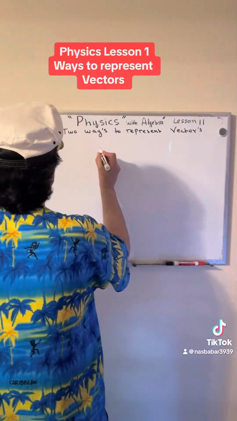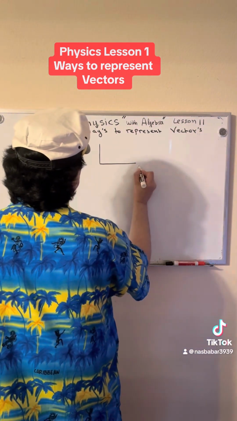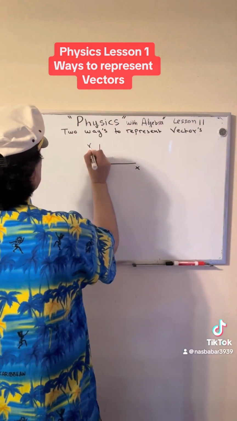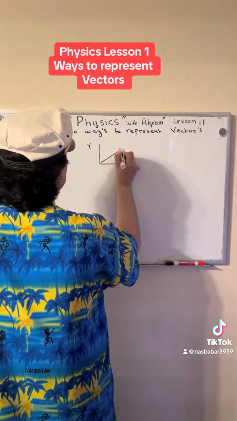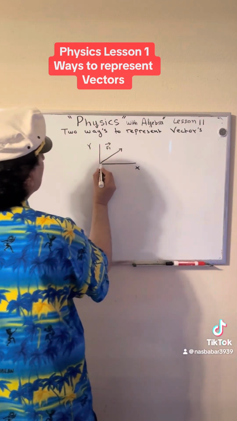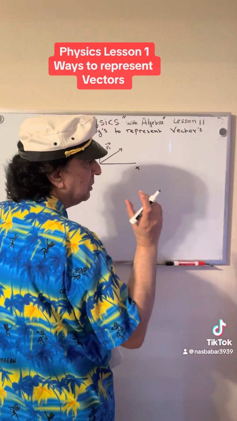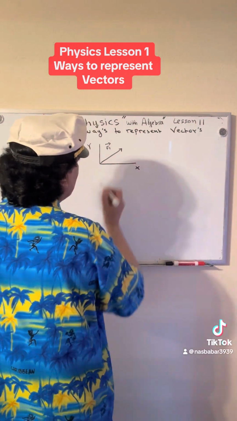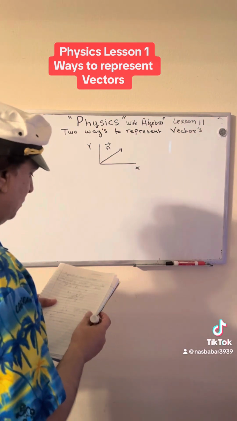The first way of representing vectors: you have the y-axis, you have the x-axis, okay? All right, you have an angle right here. You have a force right here, and I call this the F1 vector because the length of the arrow represents the magnitude and the arrow represents the direction. Okay.